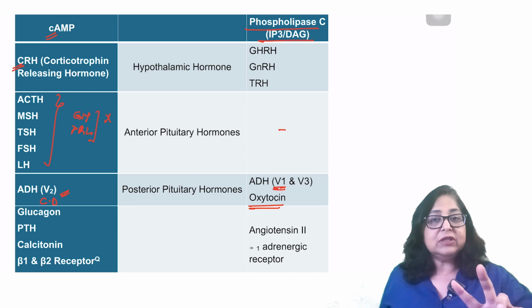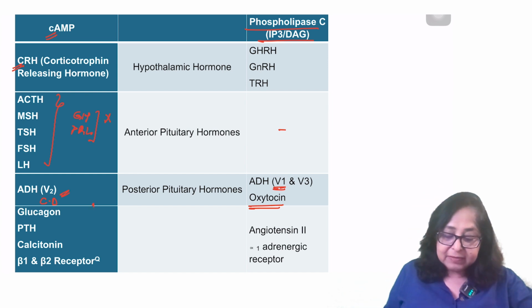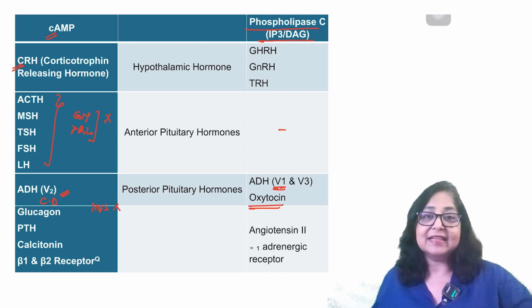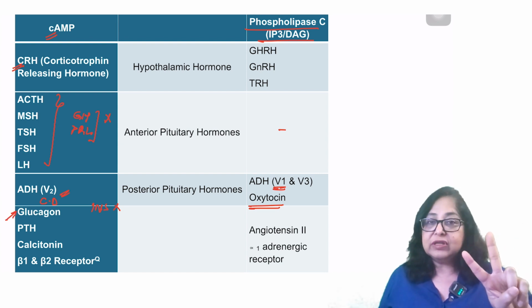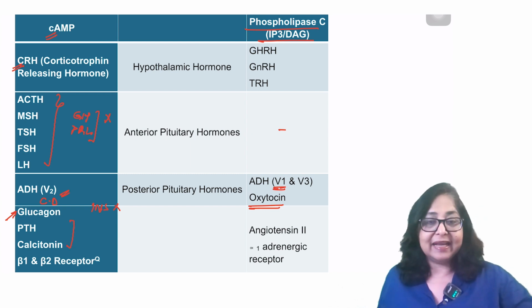Now, there are 2 hormones for glucose metabolism, insulin and glucagon. Insulin does not need a second messenger because the insulin receptor itself has tyrosine kinase activity. Glucagon uses cyclic AMP. There are 2 hormones controlling calcium metabolism, parathormone and calcitonin, and both use cyclic AMP.